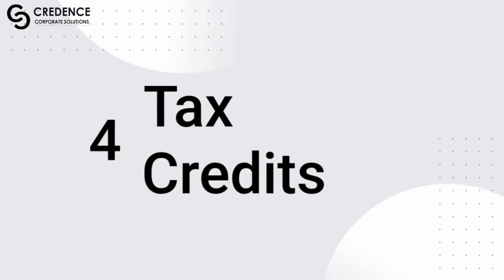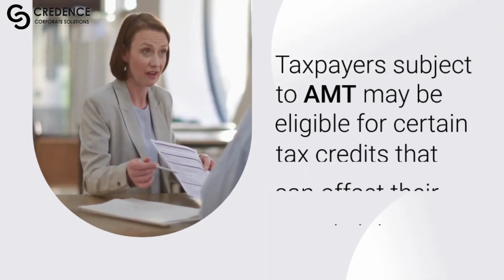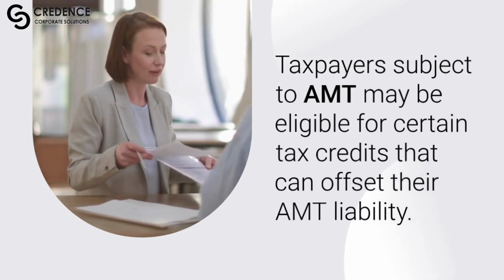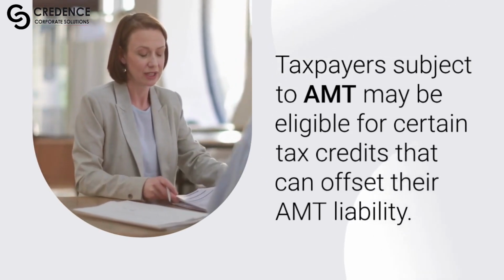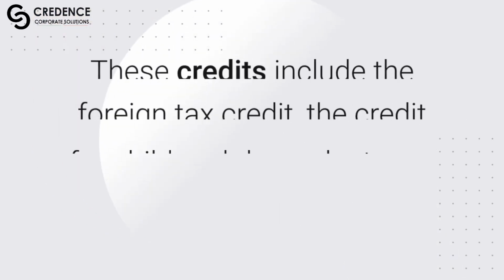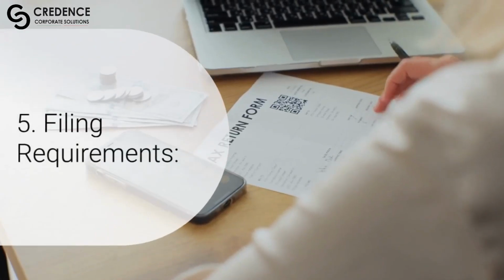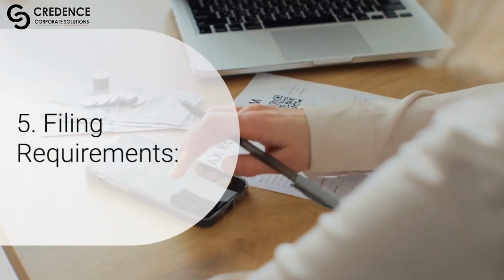4. Tax credits. Taxpayers subject to AMT may be eligible for certain tax credits that can offset their AMT liability. These credits include the foreign tax credit, the credit for child and dependent care expenses, and the credit for the elderly or disabled.